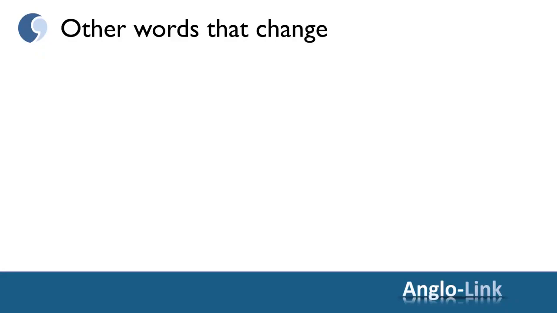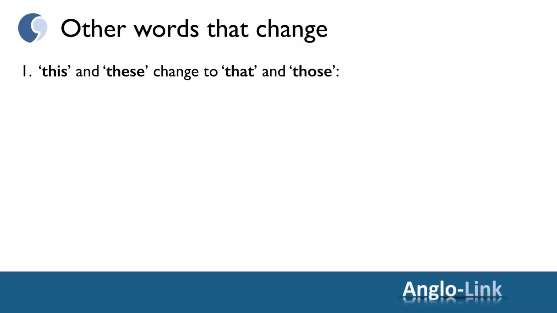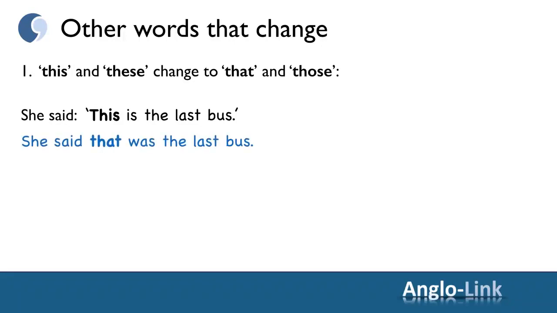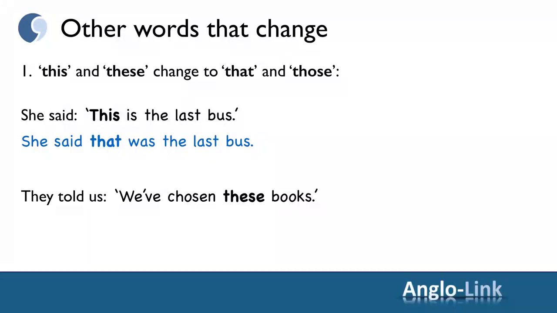Right, there are a few other words that you have to be careful with. The first ones are this and these. They change to that and those. For example, she said, this is the last bus. Changing into indirect speech, she said that was the last bus. Or they told us, we've chosen these books. Changing into reported speech, they told us they'd chosen those books.